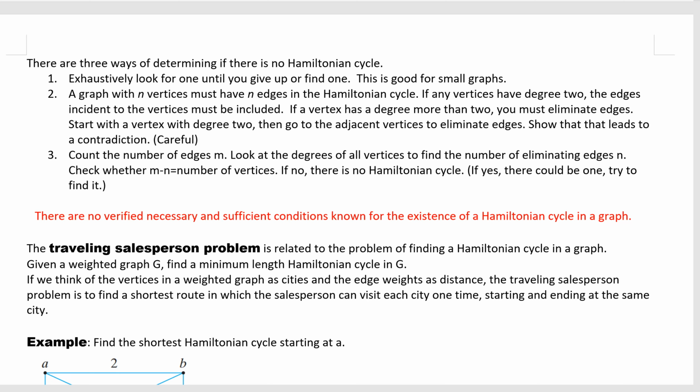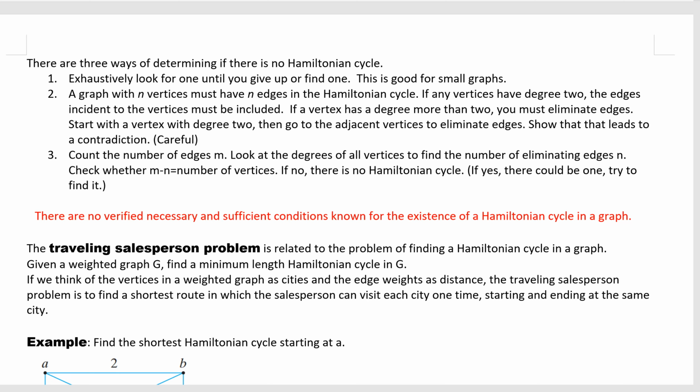And then next is the other method. We count the number of edges. We look at the degrees of all vertices to find the number of eliminating edges. We check whether the number of edges minus the number of eliminating edges, the number of edges left, equals the number of vertices. If no, we know there's no Hamiltonian cycle. If yes, there could be one or there could be none. So this way doesn't work.